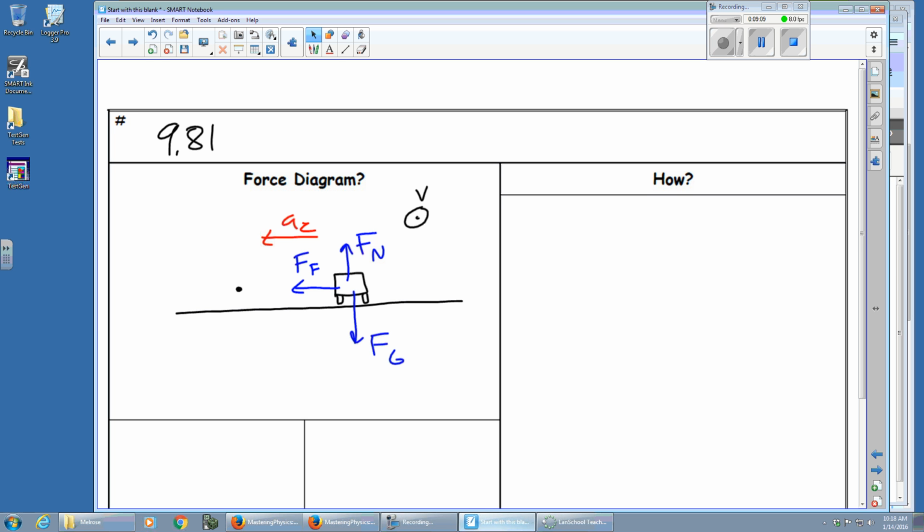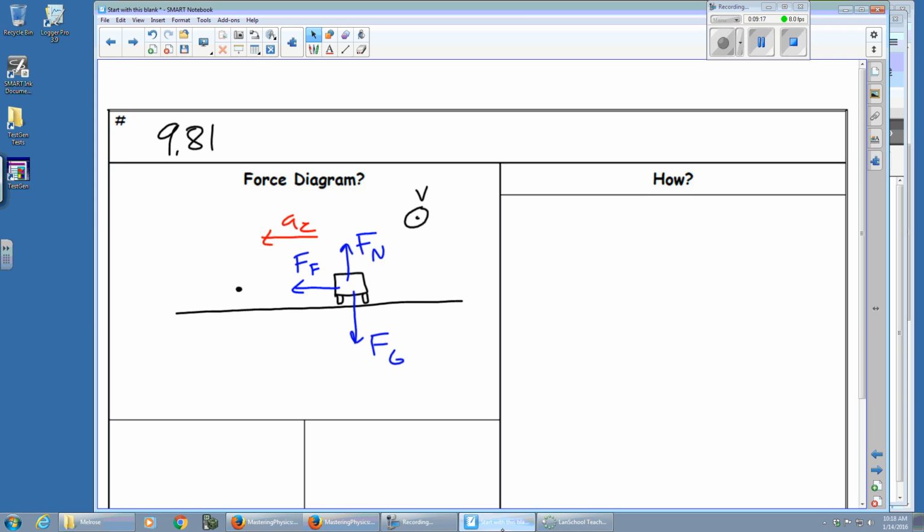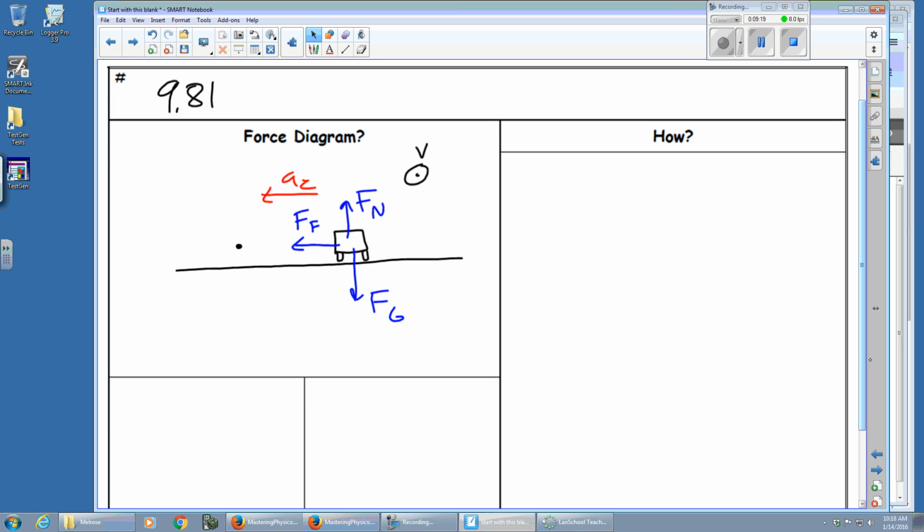And they want me to find, let's see, they want to know the frictional force, right? So the frictional force is in the x direction, so it seems like that would be a good place to start. So sum of the forces in the x equals m acceleration in the x direction. I'm going to call towards the center for this motion positive. So that would give me frictional force equals m a_c.